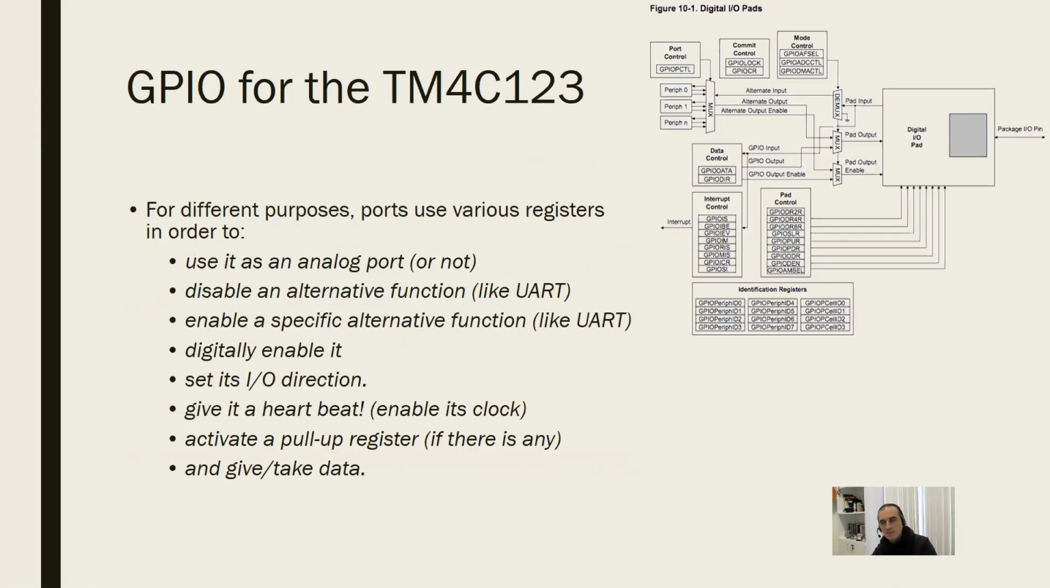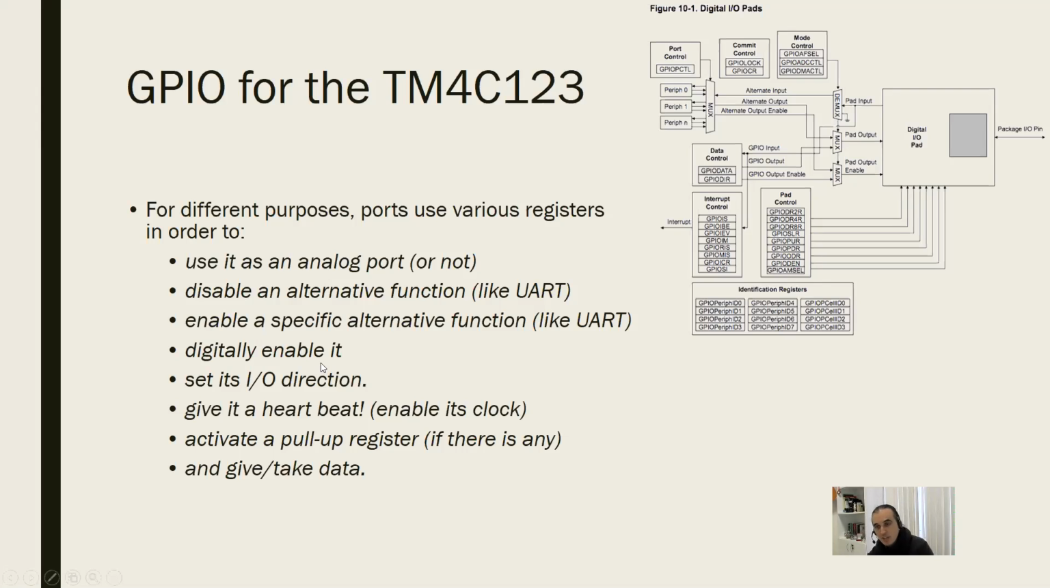Okay, so for different purposes, ports can use various registers. What kind of functions can a port have? Actually, you can use this as an analog port, which means you can connect a sensor. Analog port means you can get voltages between 0 and 3.3 volts and values in between, 1 volt, 2 volt, because a sensor, like a temperature sensor, could provide a voltage value, the example that I provided in the beginning of this hour. Or you can disable an alternative function. There's something called the alternative function. We'll get there. Or digitally enable it, which means make it a digital port.